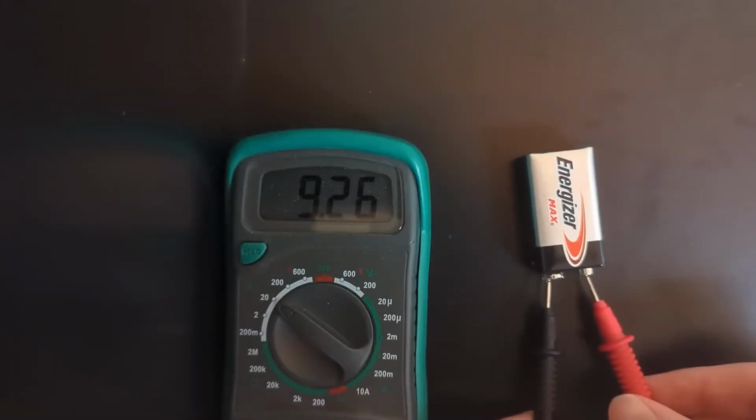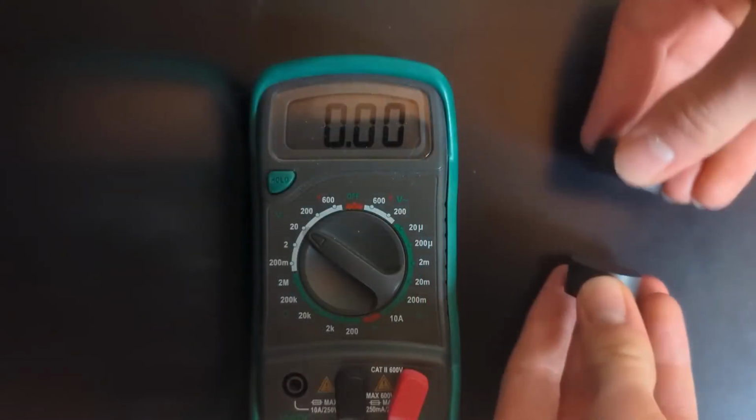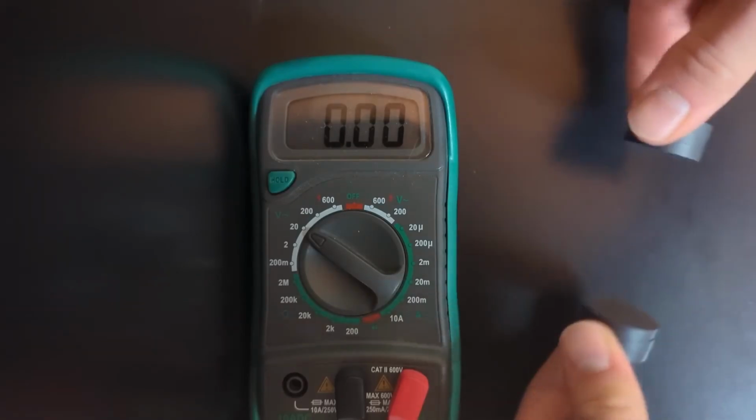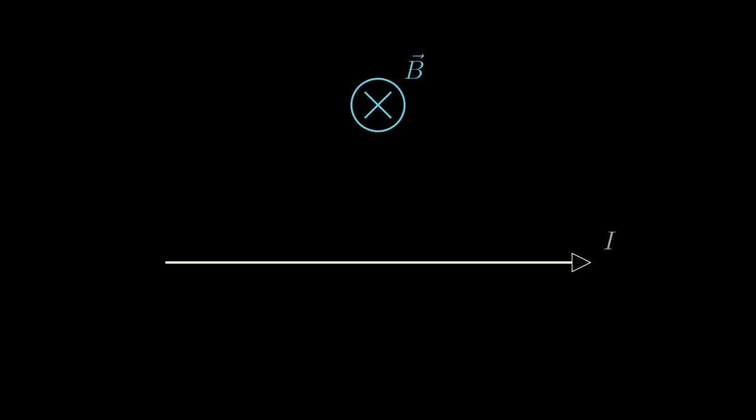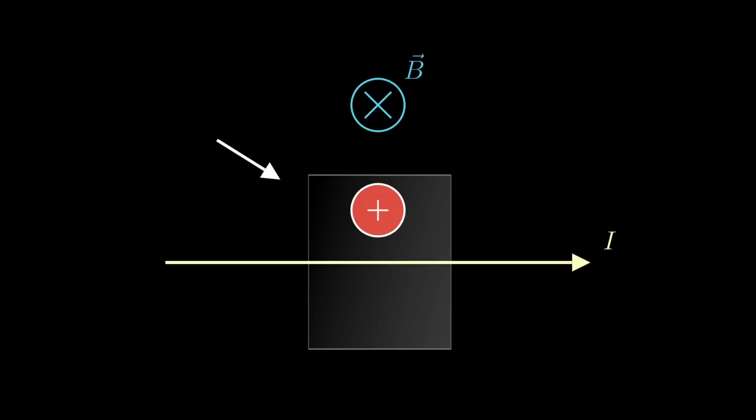So here's a problem. I have a device that can measure the voltage just fine, but I don't have anything that can measure the magnetic field. Well, what I can do is position the magnetic field perpendicular to the current like this. Now the positive charges are pushed upwards, and as more positive charges start to accumulate at the top, they create an electric field, which opposes the magnetic field force until they're equal.